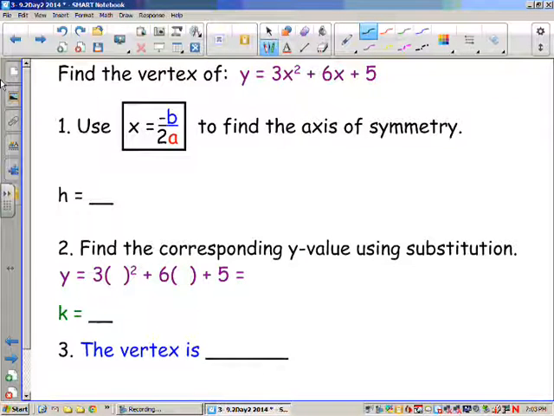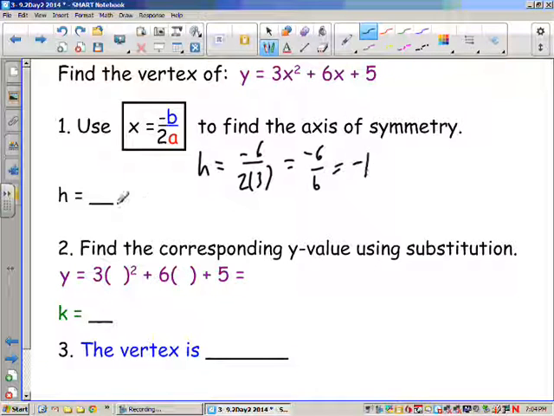Find the vertex for this equation. The way you'll do that is like we've done. So I'm going to ask you to get started on this. See if you can get the h, and then we'll pause and we'll continue through the problem. So try to find h by identifying the a and the b correctly. Hit pause. Okay, h is going to equal negative 6 over 2 times 3. Well, 2 times 3 is 6, so negative 6 over 6 equals negative 1. So hopefully you got h equals negative 1.